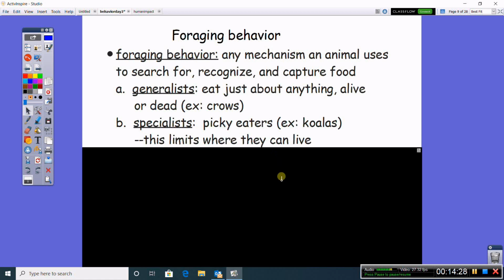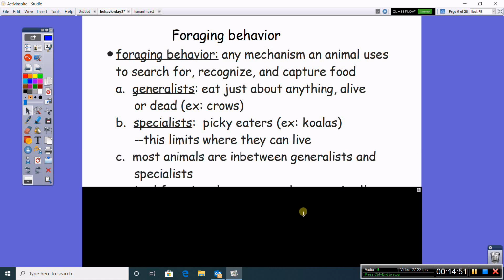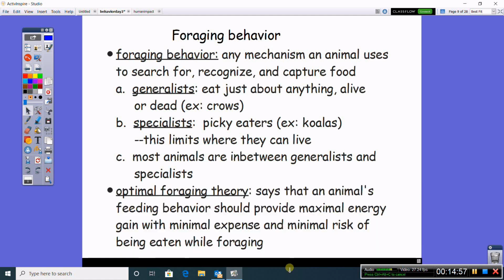All right, then we also have specialists. Specialists are your more picky eaters. Think about something like a koala that only feeds on eucalyptus. The fact that they only feed on eucalyptus is going to limit where they can live. Most animals tend to fall somewhere between generalists and specialists, kind of middle of the road there.